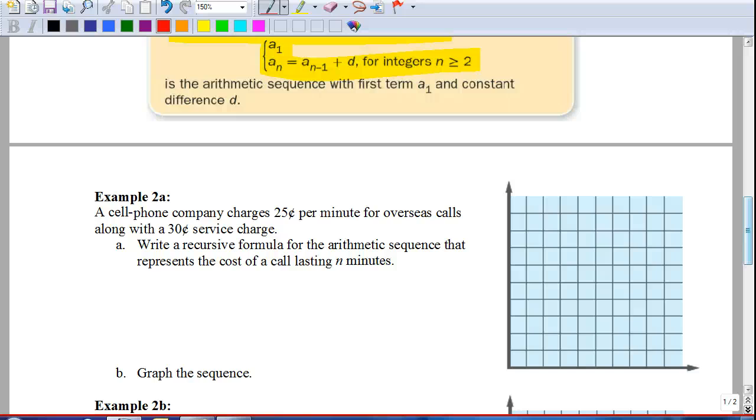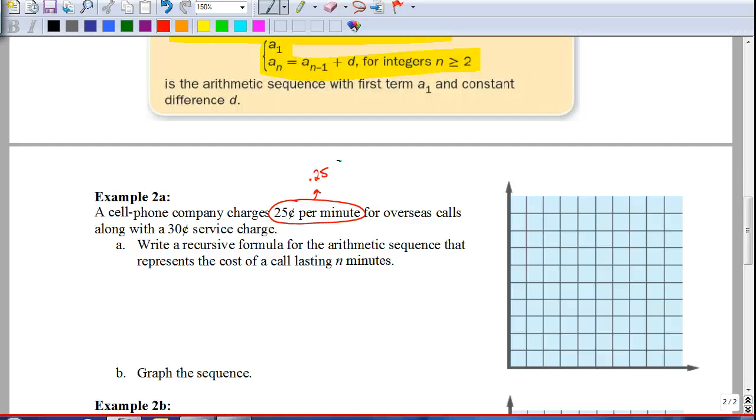So the rate of change here is we're being charged 25 cents per minute. Now we don't write things in terms of pennies, we write things in terms of dollars. So we can set this up as 0.25.